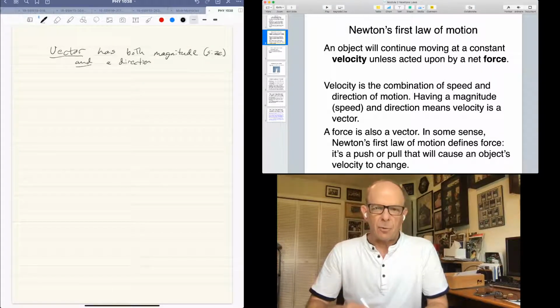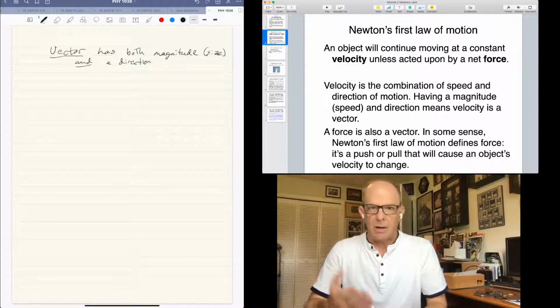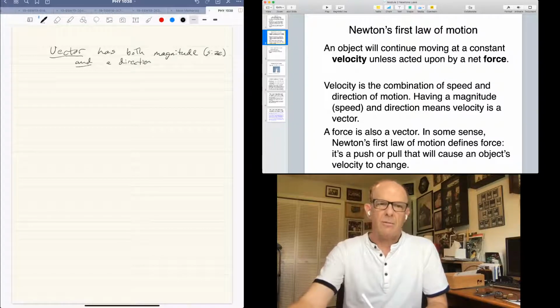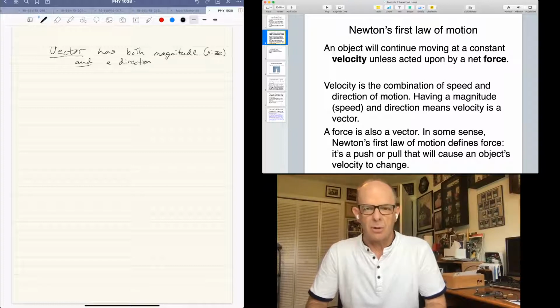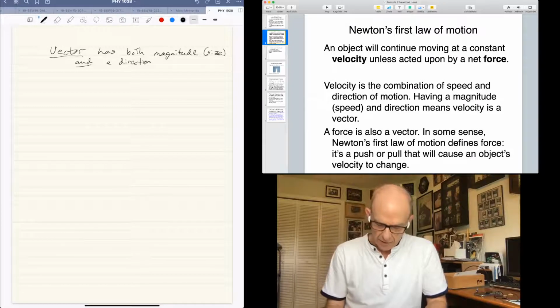The magnitude of force is measured in a unit named after Isaac Newton called the Newton. And basically, Newton's first law defines what a force is. It is a push or a pull that causes an object's velocity to change. Now notice it's very important to say the velocity and not the speed, because I can change the velocity of an object without changing its speed.